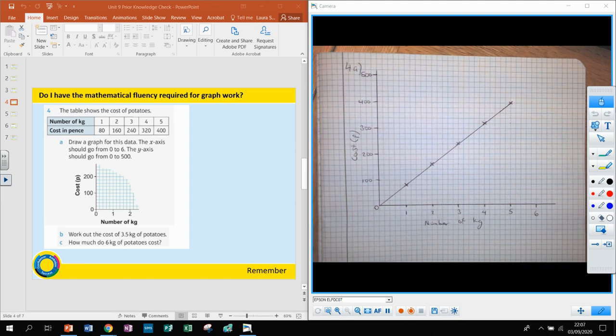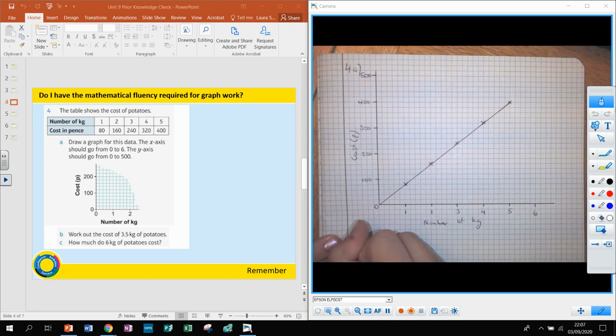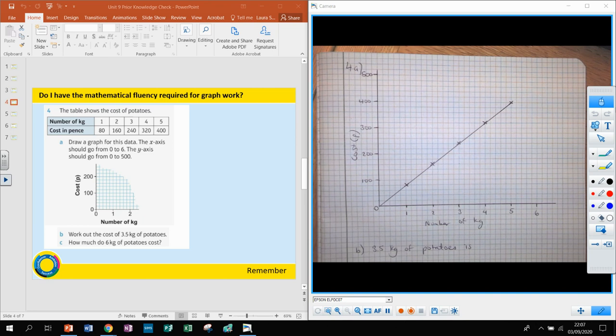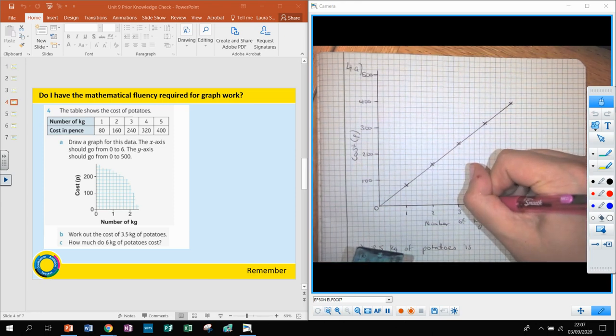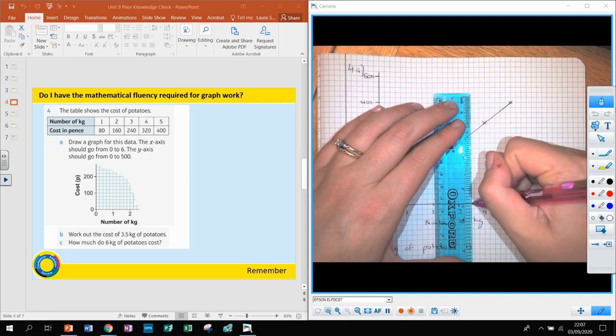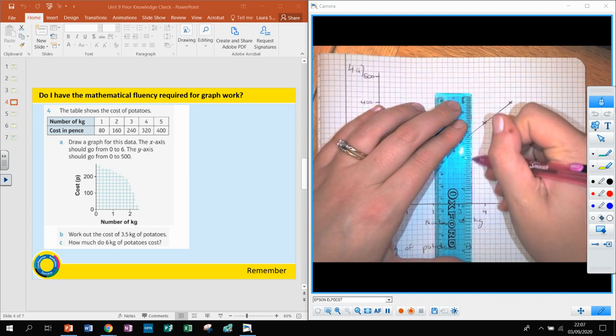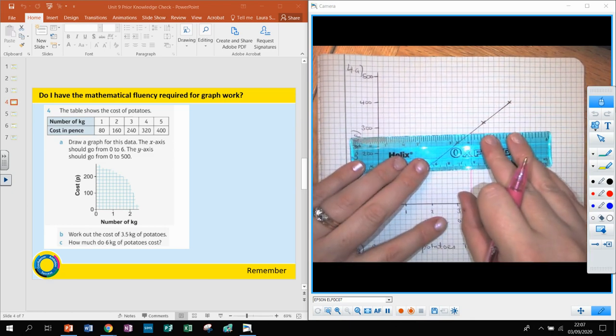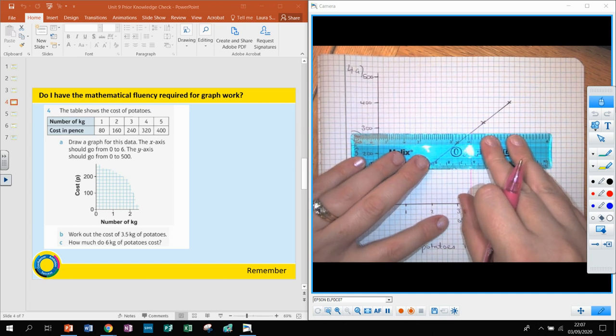Right, it then says for part B to work out the cost of 3.5 kilograms of potatoes. So let's look at part B. 3.5 kilograms of potatoes is, and we're going to work that out. Now, the way you need to do this is to draw up from 3.5 kilograms, which is halfway here, and then you go to your line, and you need to show this in an exam. You can't just use your finger. You actually have to show what you're doing. And then once you've done that, you can go across.